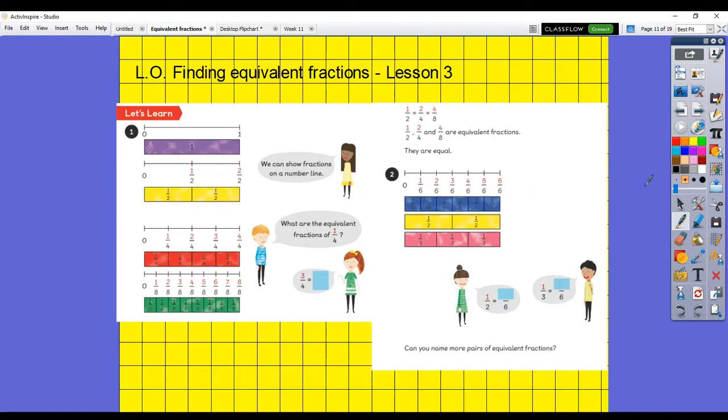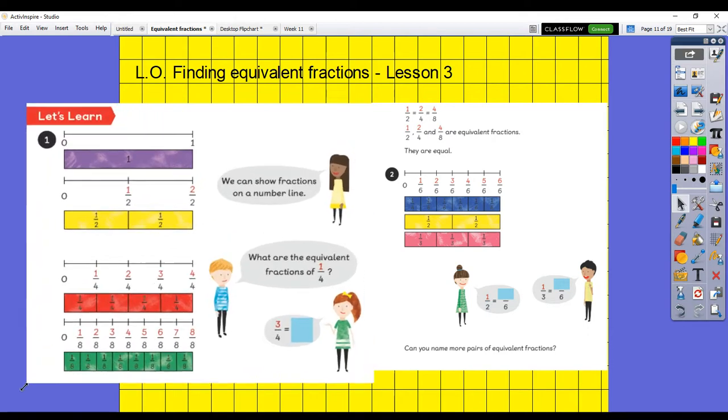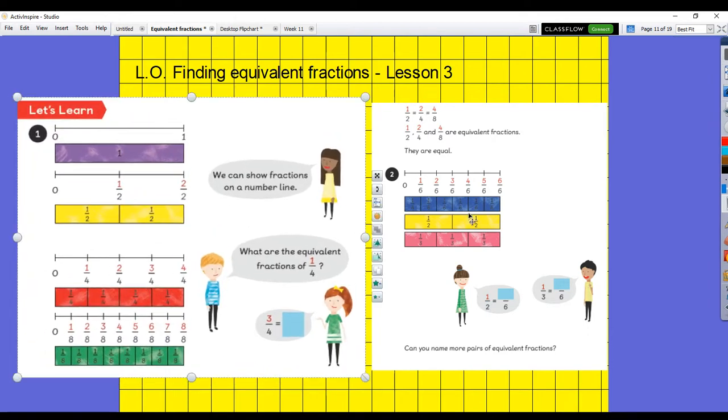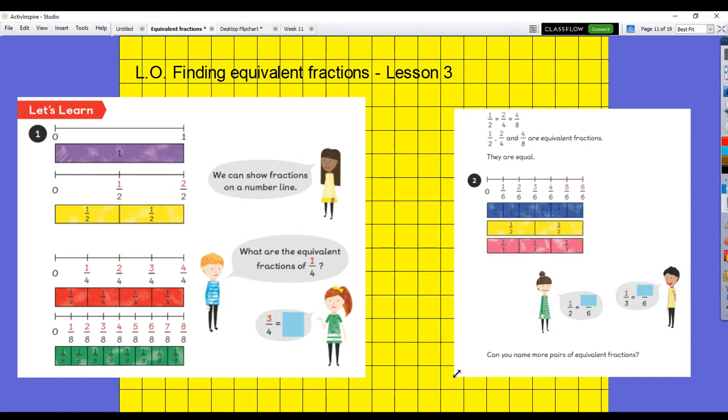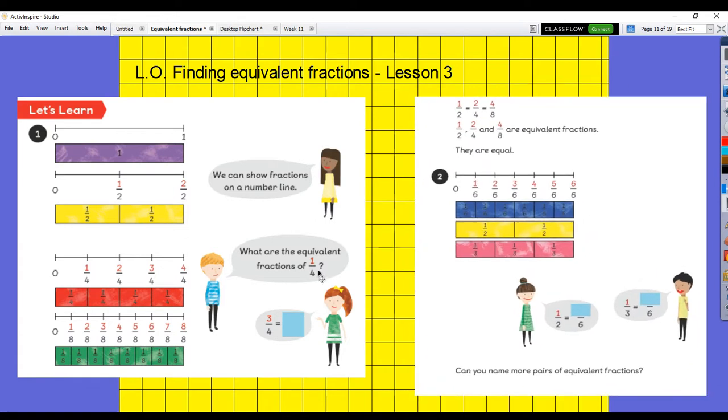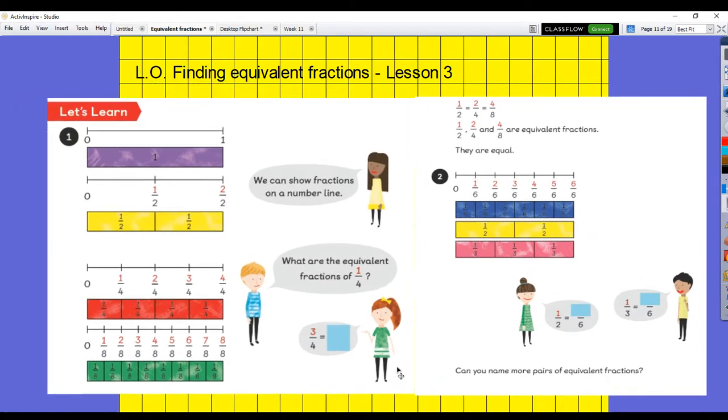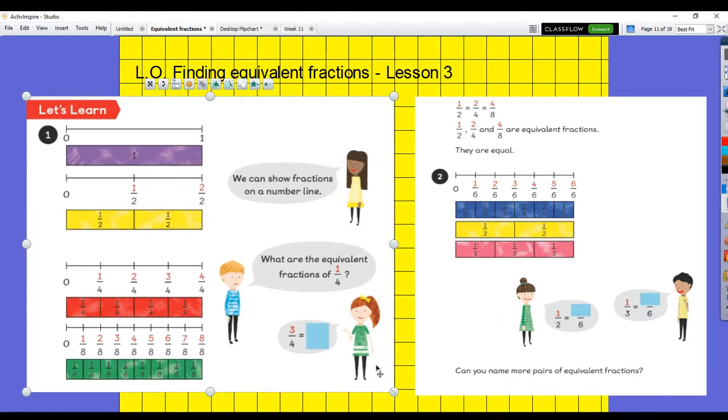So let's learn, okay? Let me just make this a bit bigger. So as we can see here, we're going to be showing most of these answers today on a number line, okay? So it's really important that you see what fractions look like on a number line, because they do belong on a number line, okay? You might be thinking, how? But I'm going to show you.